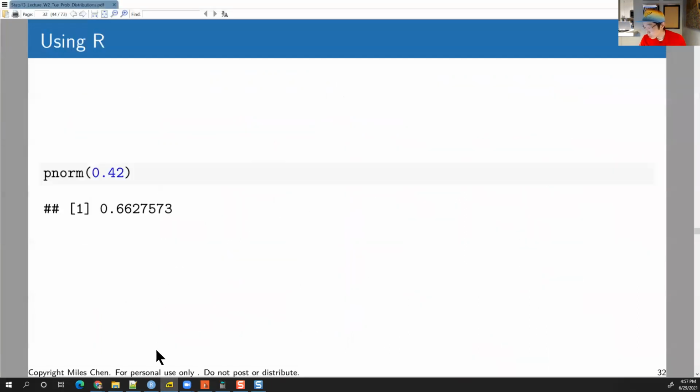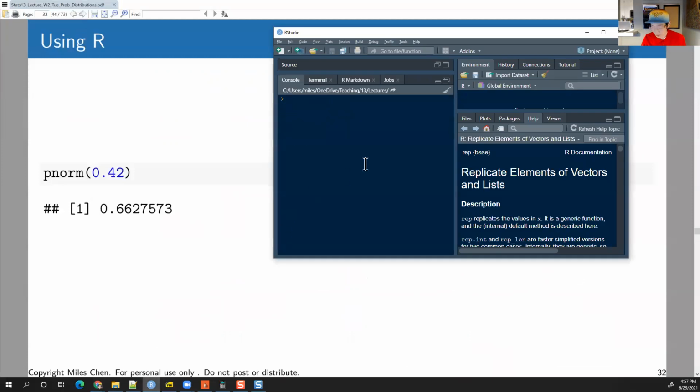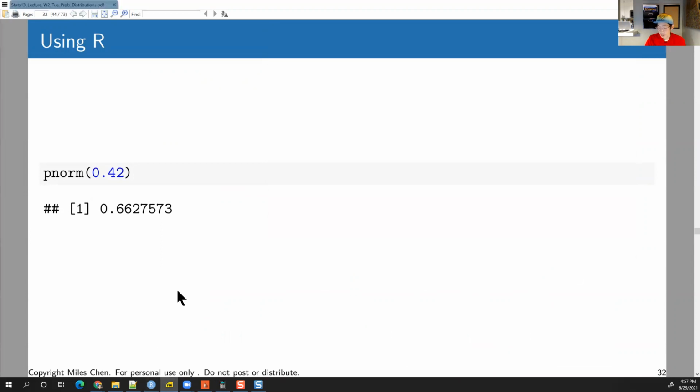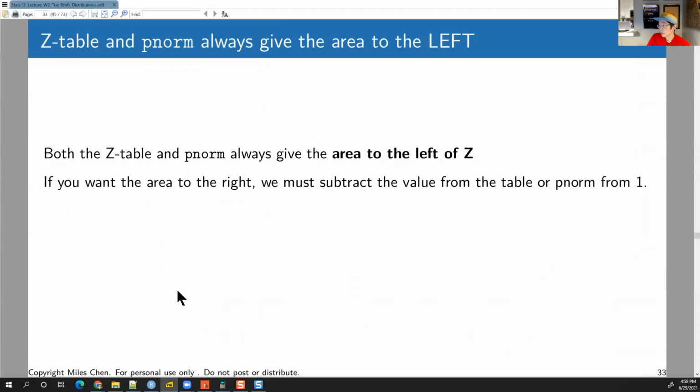We can also use R, and there's a tool in R called pnorm. We want the values from the normal distribution, and we type in pnorm of 0.42. The values from R are a little bit more precise. Our tables give us 4 decimal places of precision. R gives you even more, and this gives us 0.6627573, which rounds off to 0.6628.